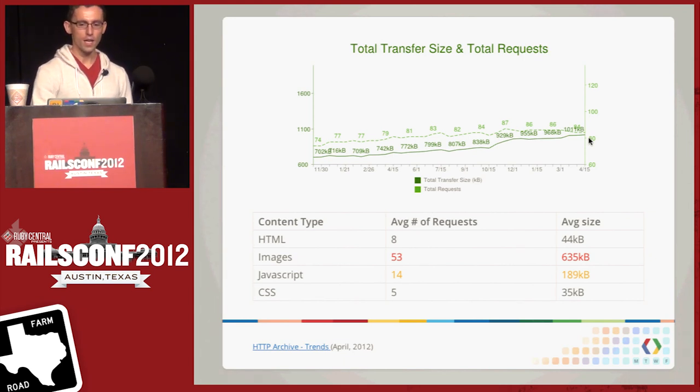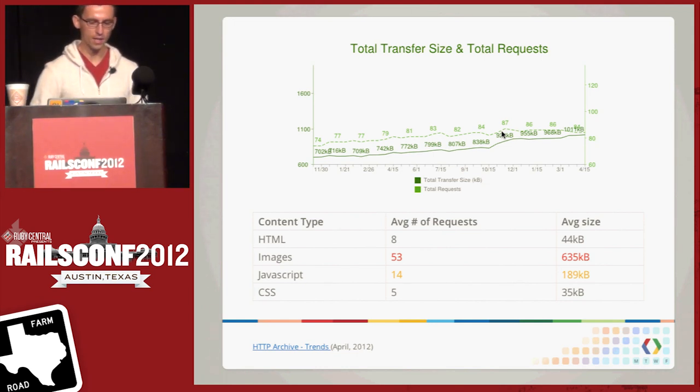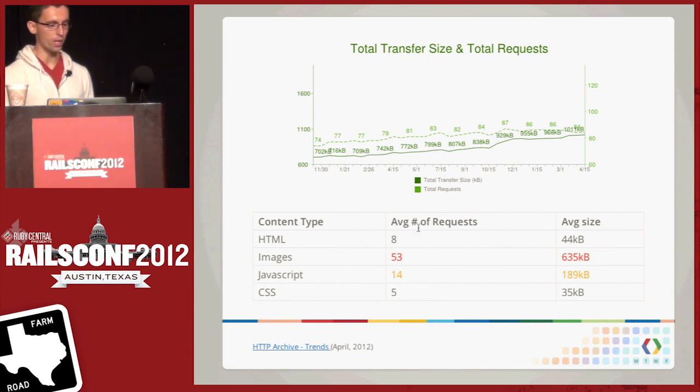That's crazy. And then at the top here, we have a different line, which is the number of requests. So for an average page, it takes 84 requests to render a page, and a megabyte in size, right? That's pretty bad. And we can actually break it up by the type of request.